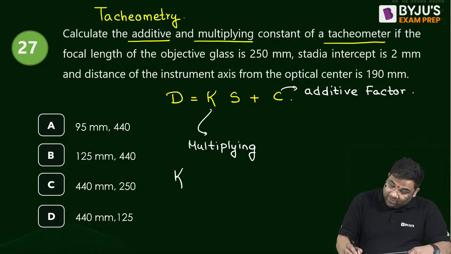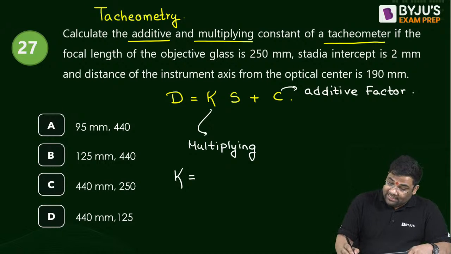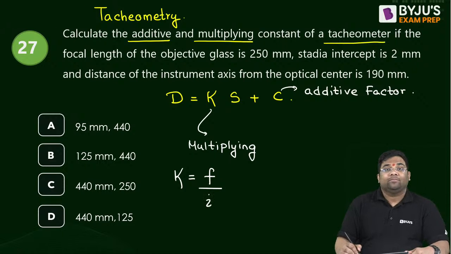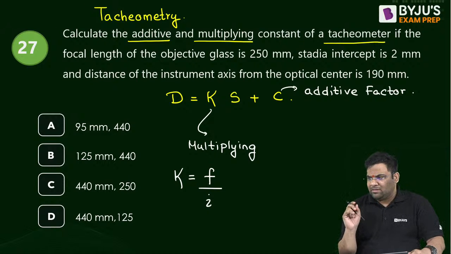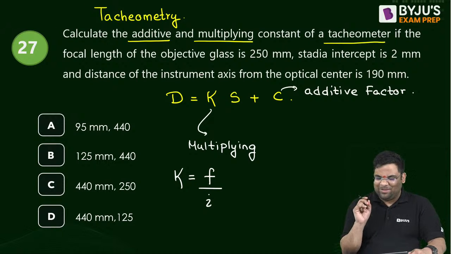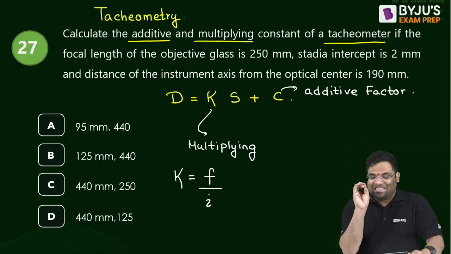So K, the multiplying constant, is how much? It is nothing but F by I. The answer is 27B. You have answered correctly, with a small mistake. Sachin has answered correctly actually. Understood? Afreed, what mistake did you make?